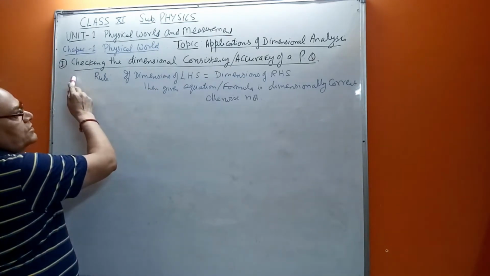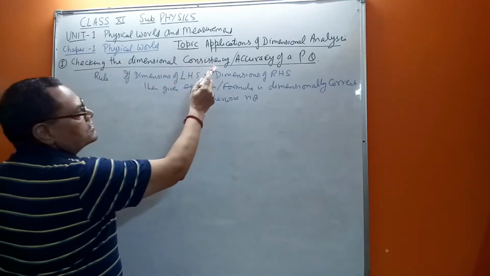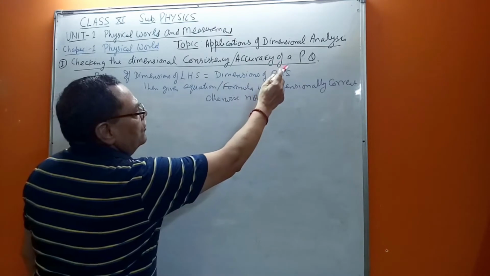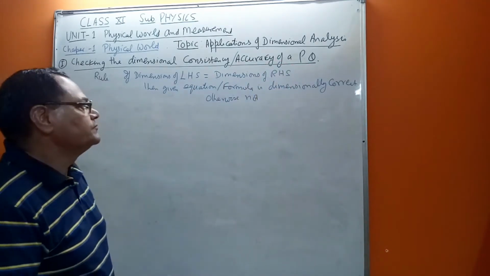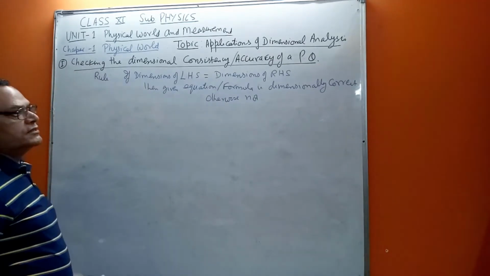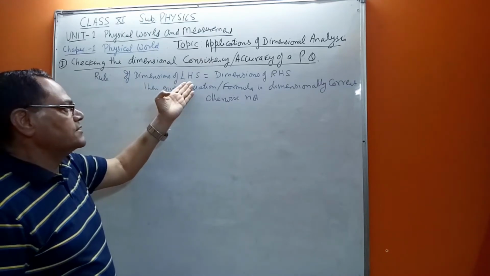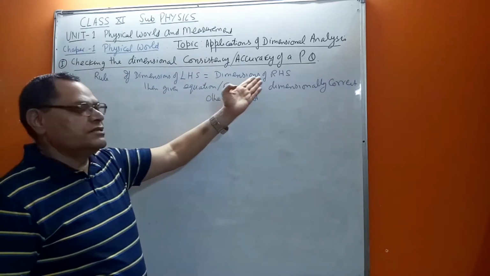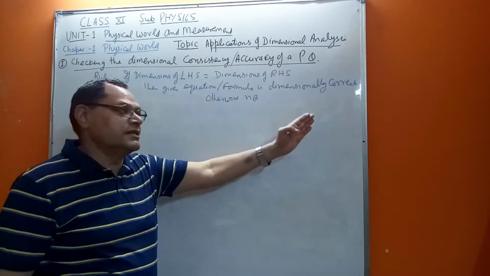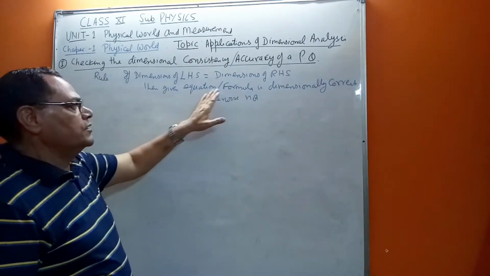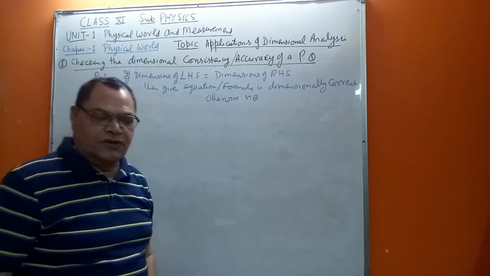So the first application of dimensional analysis is checking the dimensional consistency or accuracy of a physical quantity or equation. So what is the rule? The rule is, if the dimensions of LHS are equal to the dimensions of RHS, that is left hand side is equal to right hand side, then the given equation or formula is dimensionally correct, otherwise not.